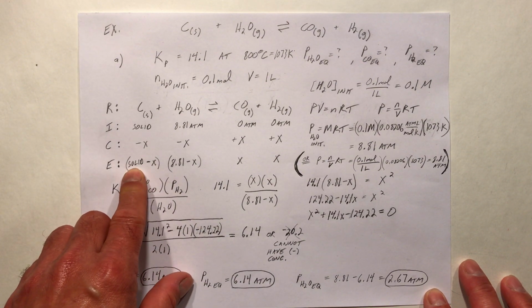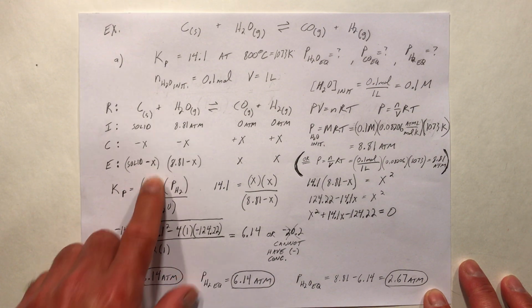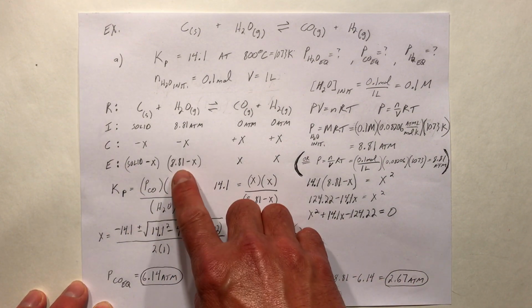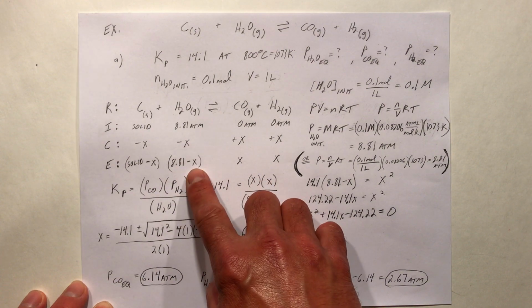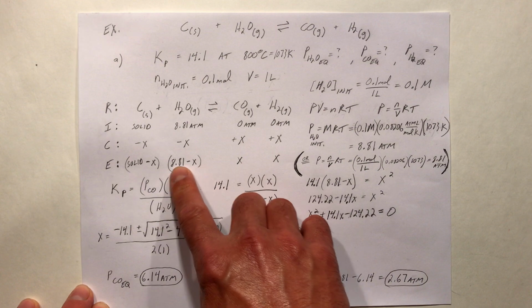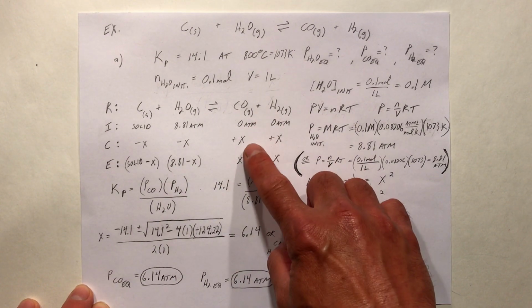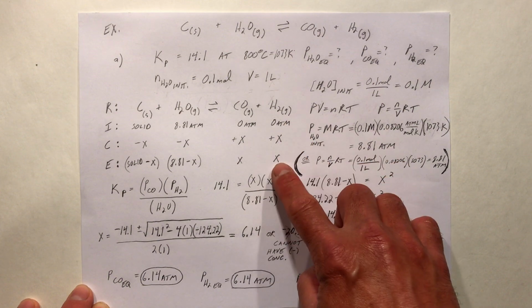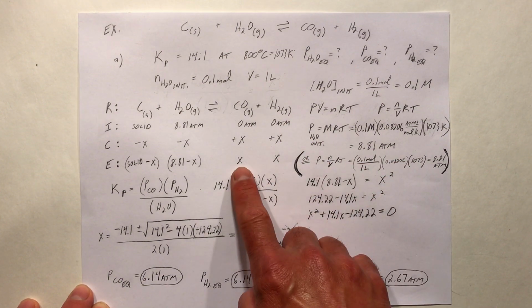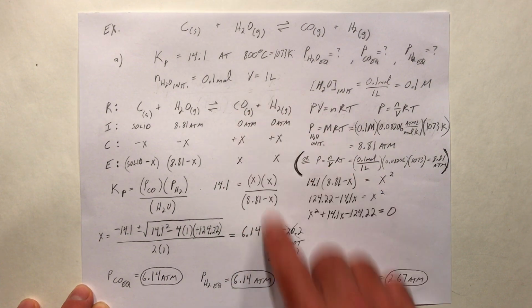So whatever amount of solid carbon we started with minus x would give us the equilibrium amount of carbon that we have there. 8.81 atmospheres minus x is the equilibrium amount of H2O, and that would be the partial pressure at equilibrium. And then 0 plus x is just x, and 0 plus x is x. So x atmospheres and x atmospheres would be the partial pressure of CO and H2.